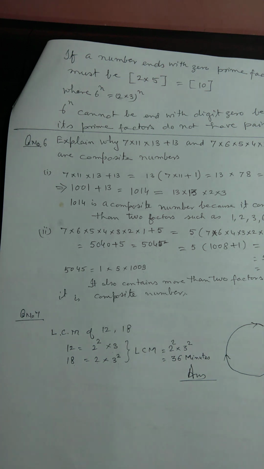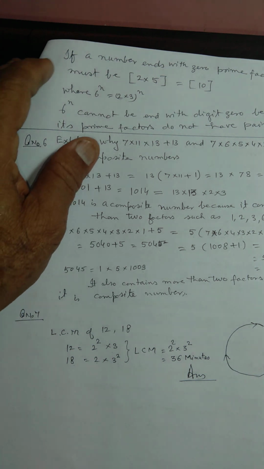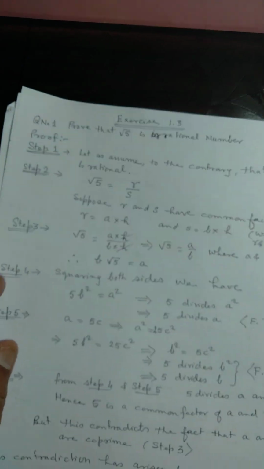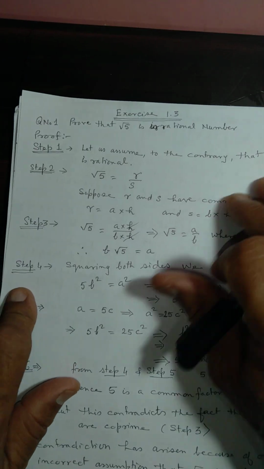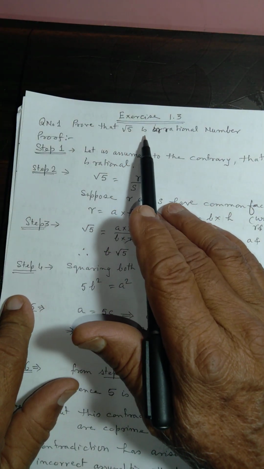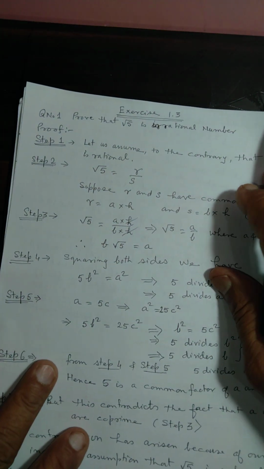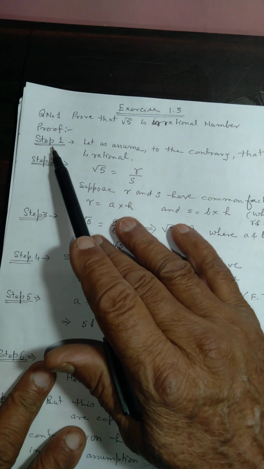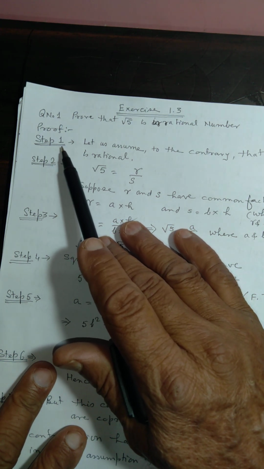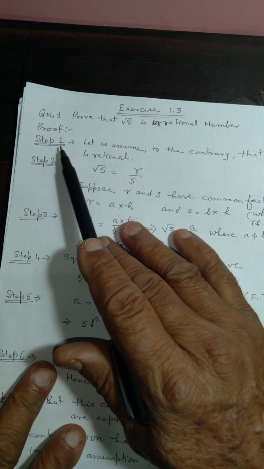Now proceed to exercise 1.3. We have to prove here that root 5 is irrational. Exercise 1.3: prove that root 5 is an irrational number. The proof. In such a proof, I have taken some steps so that you can easily memorize it.